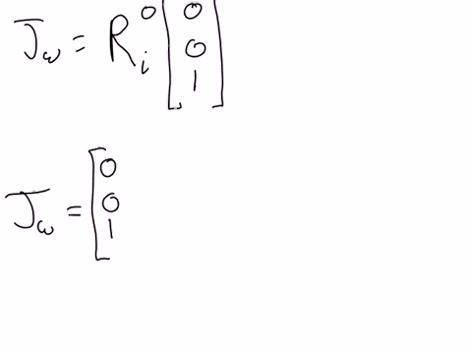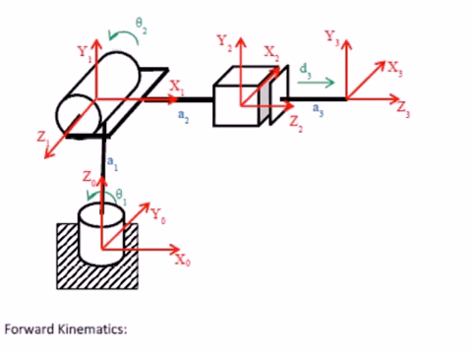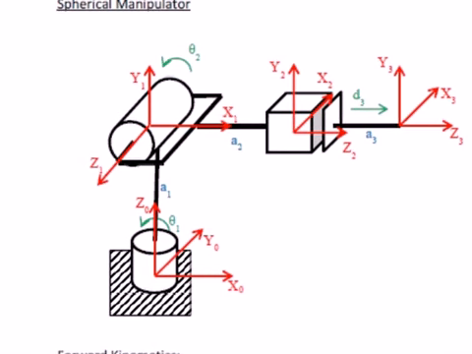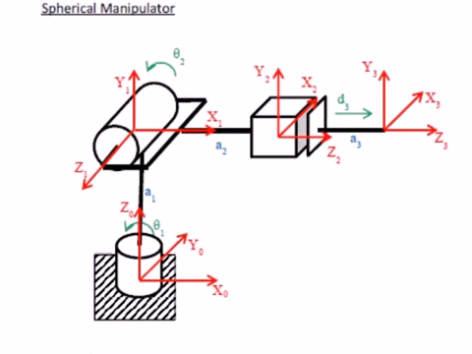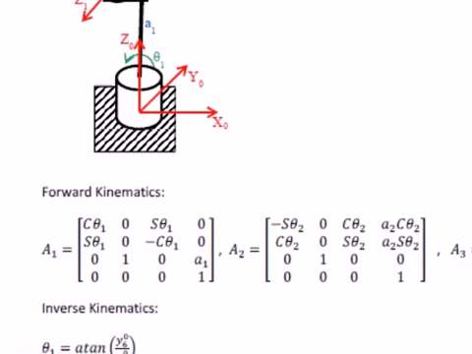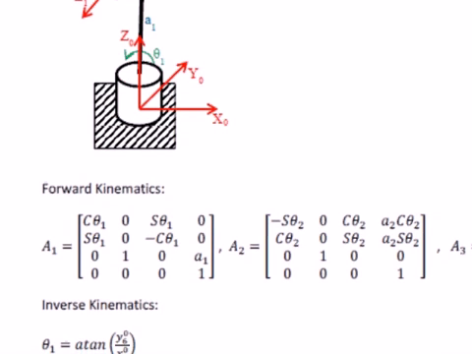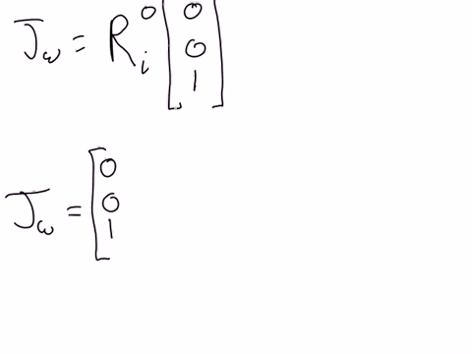For example, if we were doing this for the spherical manipulator, which looks as shown here, I'm looking at the kinematic summary document that you also have access to on Blackboard. I can look then at A1 from the forward kinematics, and this first 3x3 matrix is the rotation matrix from frame 0 to frame 1. All I have to do is pull out the last column of this rotation matrix, and that gives me the next column of my Jacobian.